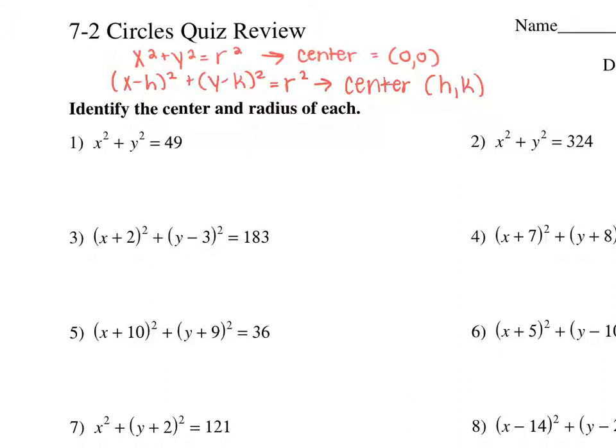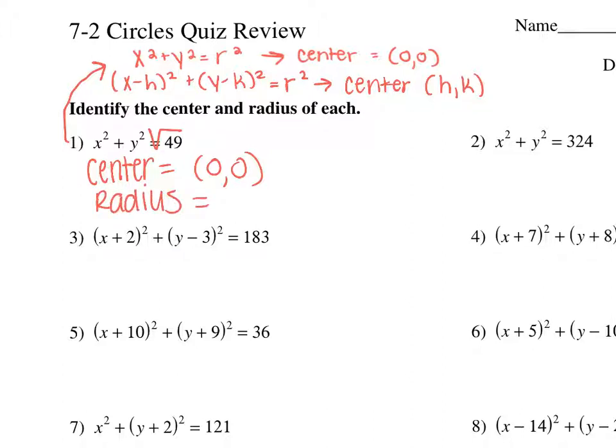So if I look at number 1, I have x squared plus y squared equals 49. That looks a lot like my first equation here. X squared plus y squared equals r squared. Again, that one tells me my center is at 0, 0. And to find my radius, I just need to square root my 49. And that's a perfect square. And that radius is 7.